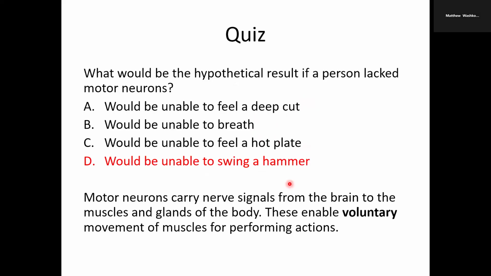Motor neurons carry nerve signals from the brain to the muscles and to the glands of the body, right? Conscious decisions and reflexes. Swinging a hammer is a reflex and or a conscious decision. Therefore, you can't do it. So it's voluntary and involuntary responses.